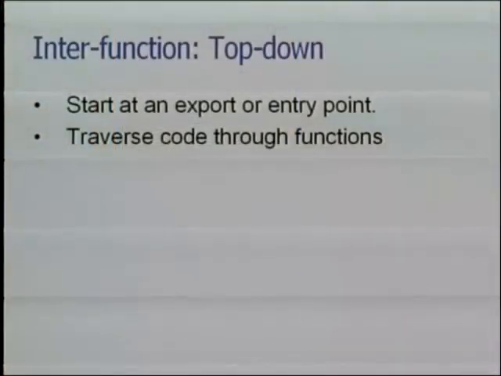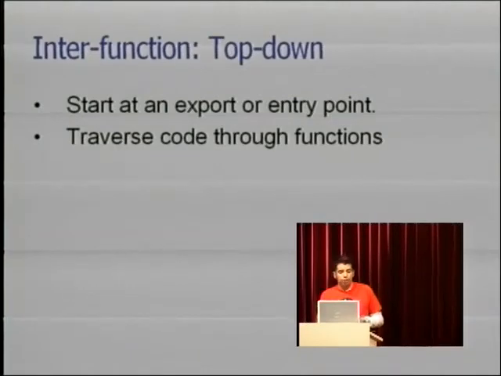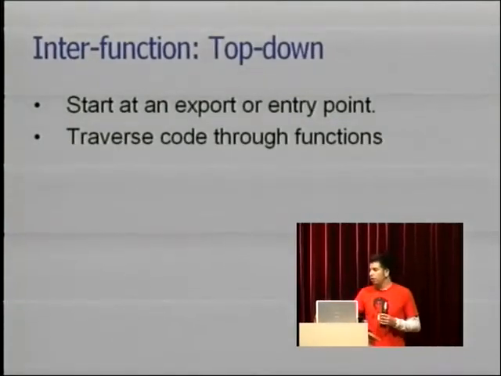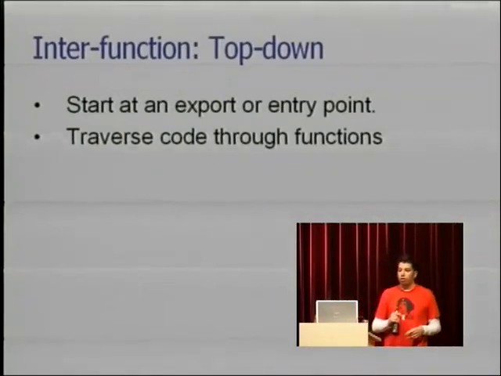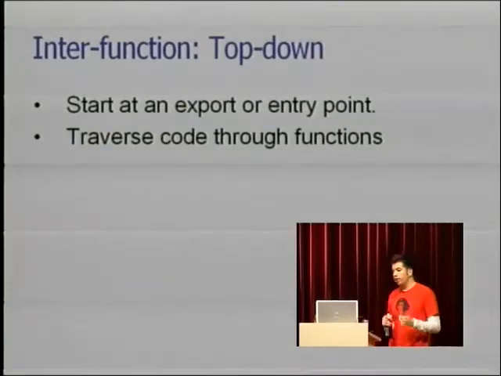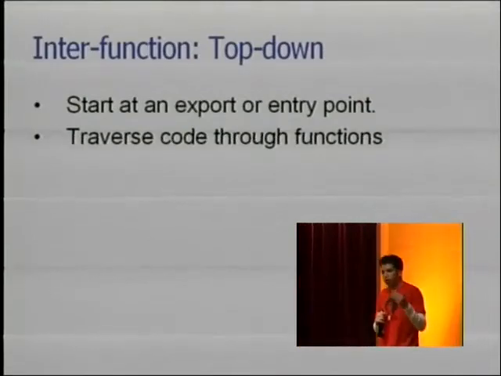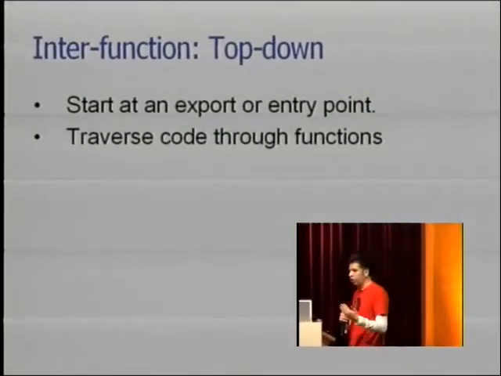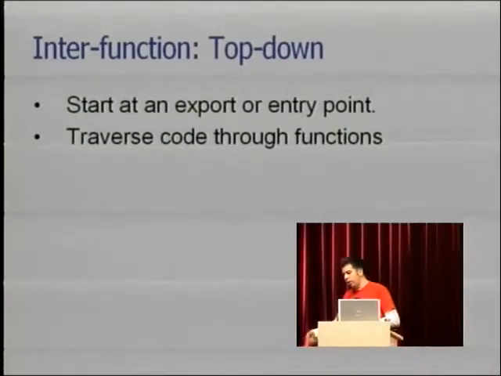So going on to inner function tracking, there's basically 2 types of approaches. There's top-down and there's bottom-up. So top-down, you look for an export. Let's say there's a DLL. You're going to start at all the exported functions. Or let's say it's just a regular program. You're going to go into main. And you're going to start there and you start traversing through all the functions. Just like if you're reading code. You start at the beginning, you go through, you take all the function calls, you analyze all that data, and you basically weave your way all the way down, back up, and go through the whole tree.